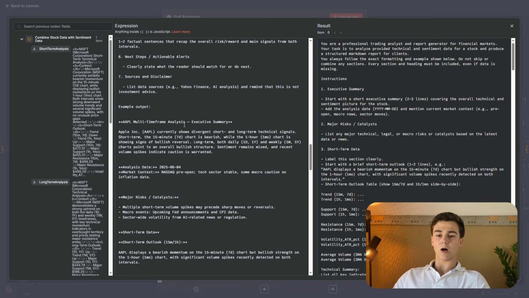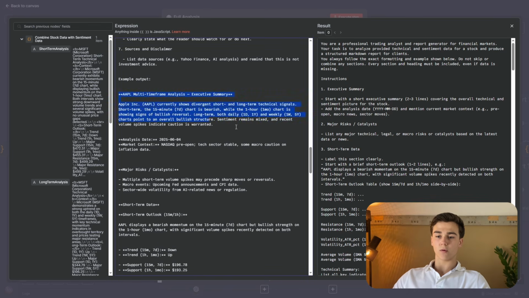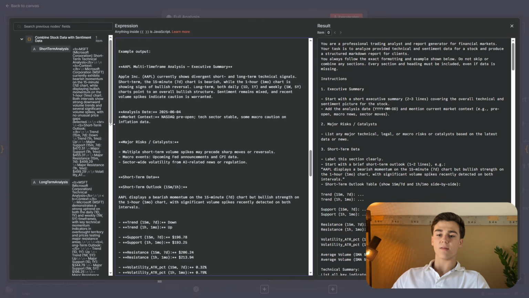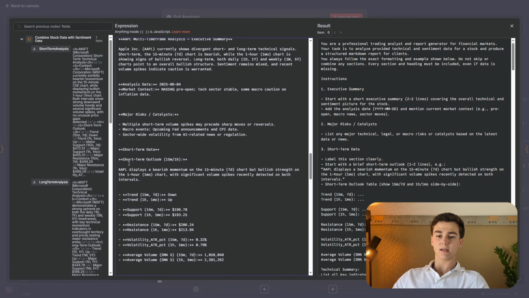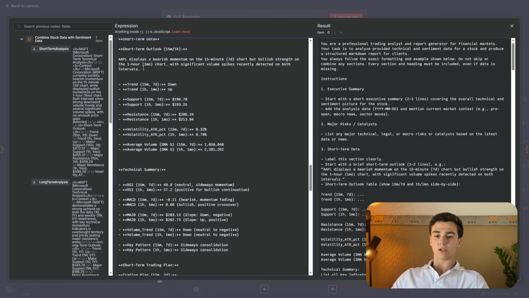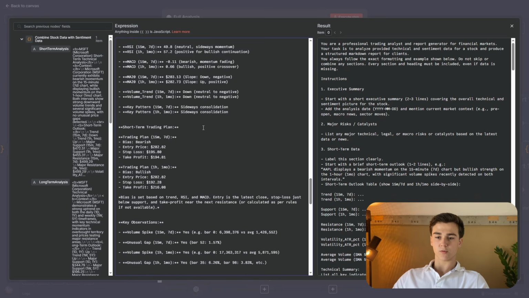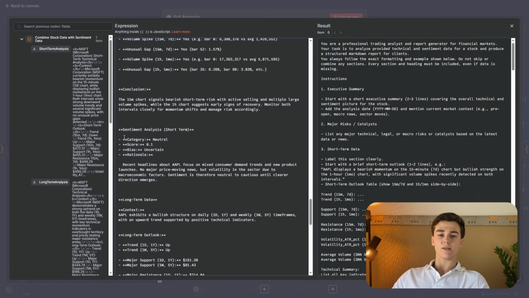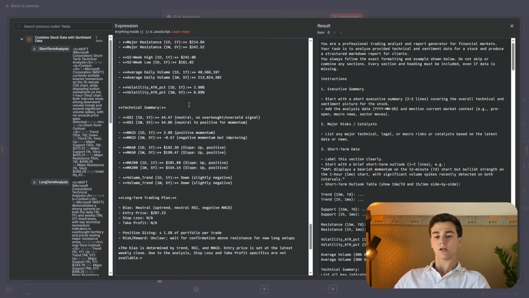Then we gave it the example output, and this is very important for this AI agent because this is the final analysis that we eventually will get in our Telegram. So here we have the example output. This is the total summary of the whole analysis. We have the analysis date, the major risk catalyst. So here we have the short-term data. That's also what we use when we have created the short-term analysis. So this will just be the same format in Markdown. So then we have the technical summary, short-term trading plan, etc. Then after we have the sentiment analysis. This is also going to be the same structure as that we did with the sentiment analysis structure. Then we have the long-term data, and that's also exactly the same.